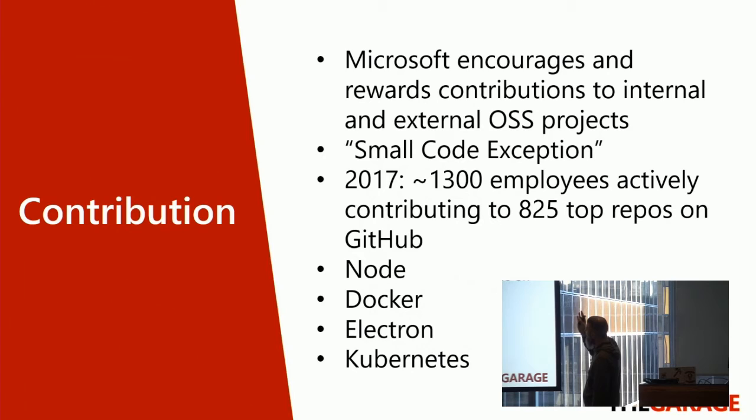So in 2017, I looked at these metrics. We had about 1,300 employees actively contributing to about 805 repos on GitHub. That number has gone up. Get more accurate data. Things that we contribute to that are not ours: Node.js, obviously, Docker, Electron, a framework for creating native apps in JavaScript, and server work.